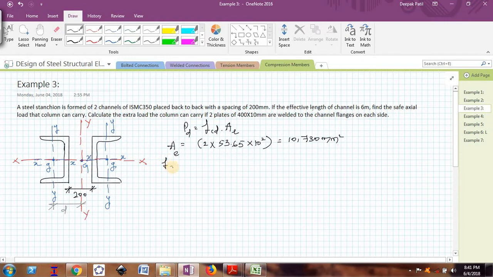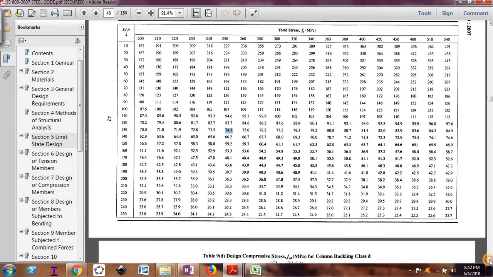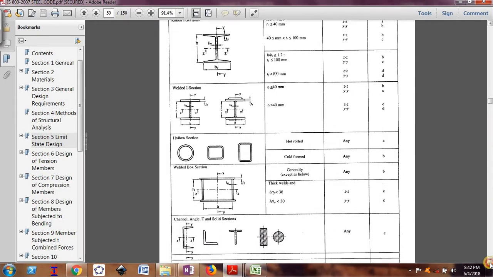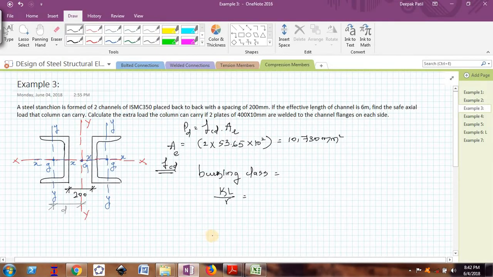Now to find FCD, I need two things: which buckling class it falls in, and KL by R. To find the buckling class, you need to open IS 800 2007, and in the last but one row, channels, angles, T and solid sections all fall under buckling class C. So our channel falls under buckling class C. Next I need to find the value of KL by R.